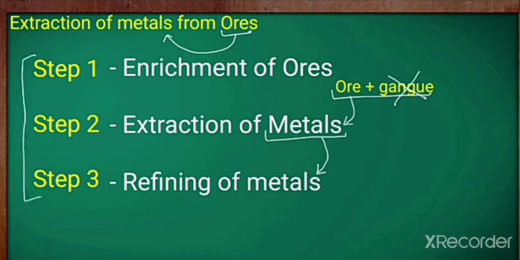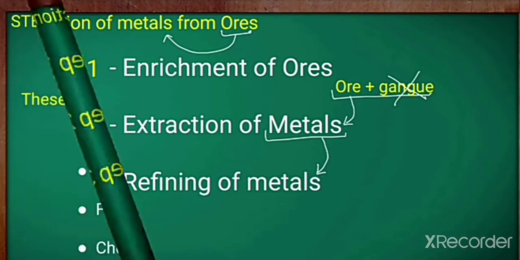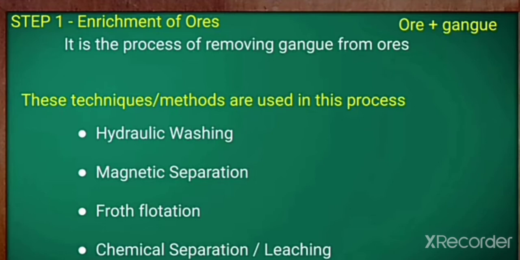Some metals are found in the earth's crust and some metals are in a free state. They are found in the form of their compounds. Step 1: enrichment of ores. It is the process of removing gangue from ores. It is known as enrichment of ores.